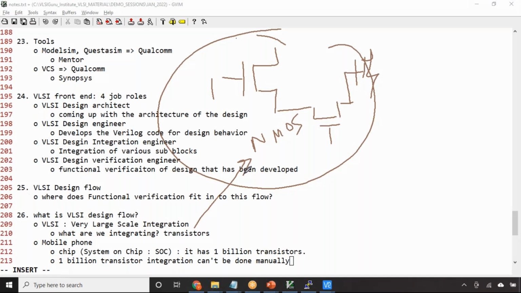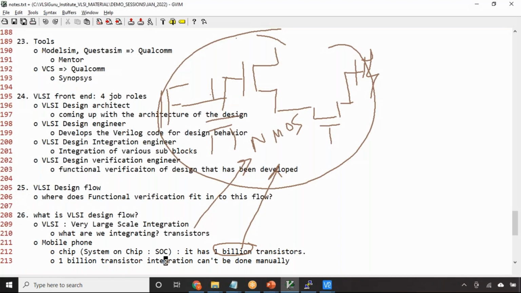Now imagine, is it possible to connect all 100 crore transistors manually? Someone sitting and doing it here, this will go to another transistor, and this will go to another transistor. Is it possible to do like that? It is not possible, right? To manually connect so many transistors.